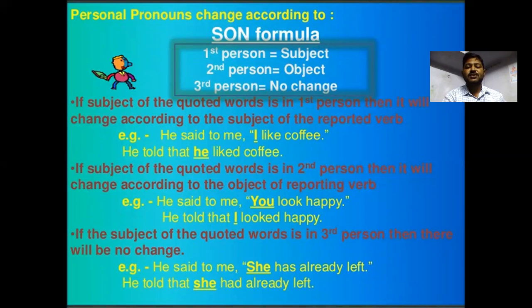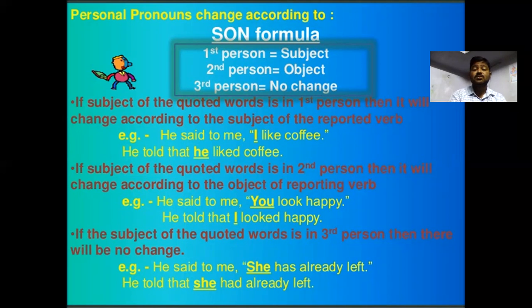Personal pronouns change according to first person, second person, third person, and for these, try to understand the formula of sense. First person is subject, second person is object, and for the third person, there is no change. If the subject quoted is in the first person, then it will be changed according to the subject of the reporting verb. For example, he said to me, I like coffee. He told me that he liked coffee. Look at the changes of I and he here.